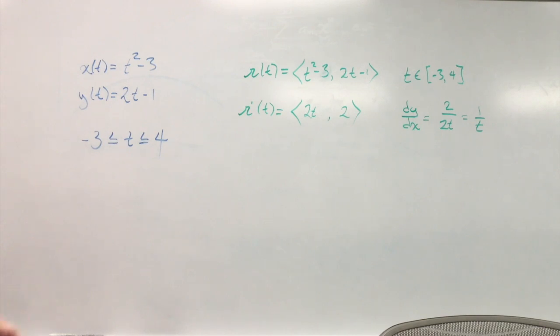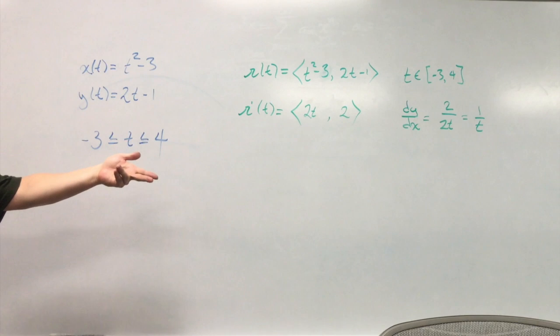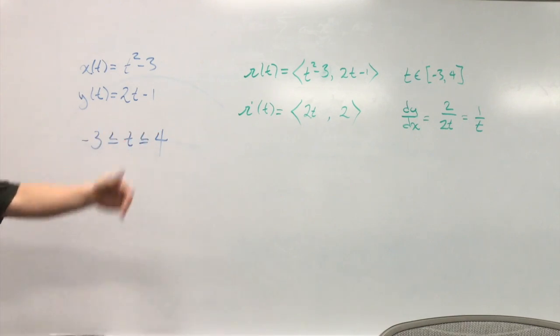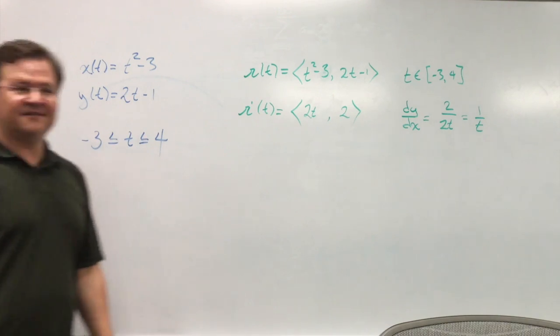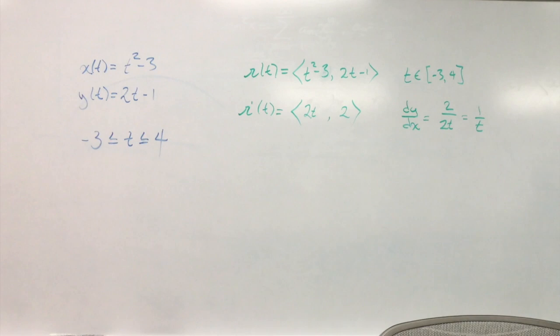But the example in the book is not asking us to find dy/dx. It's asking us to find the second derivative of y with respect to x. Well, maybe I read it wrong. No, it's with respect to x. It says to calculate the second derivative. Which one is it?